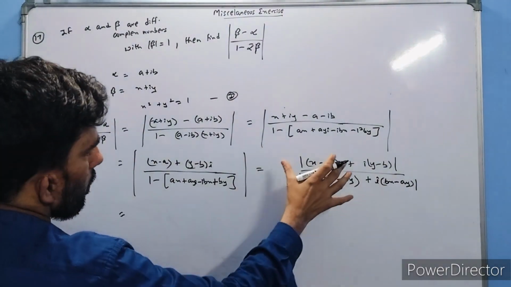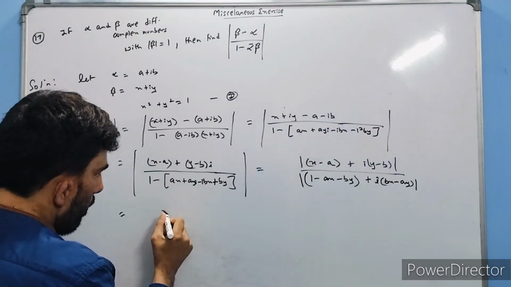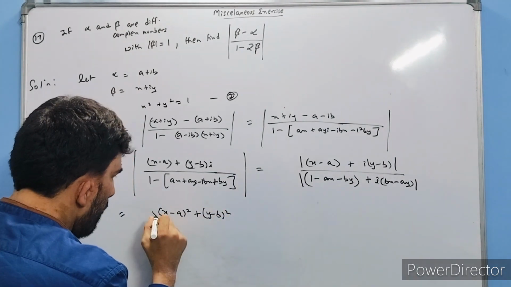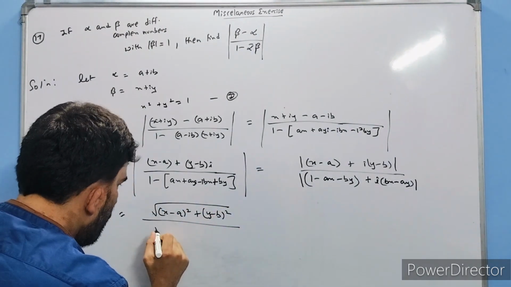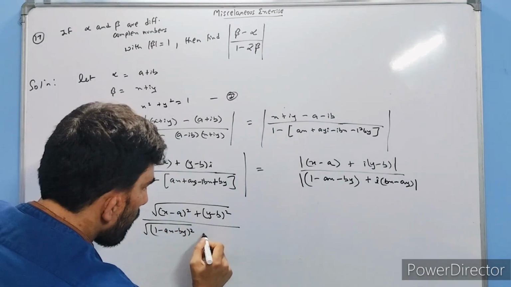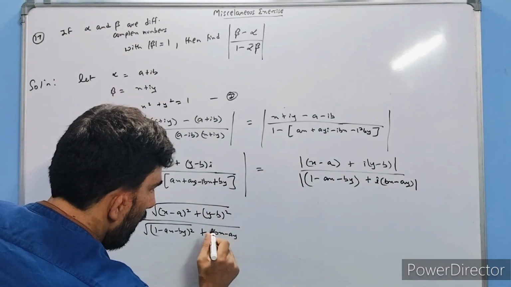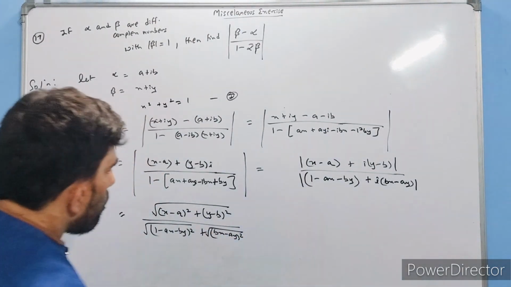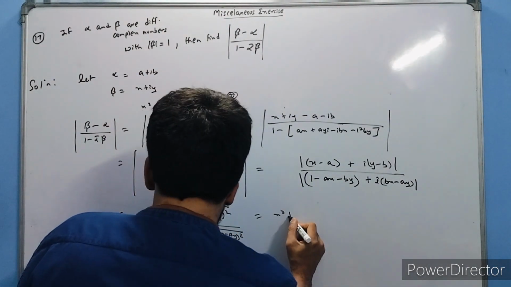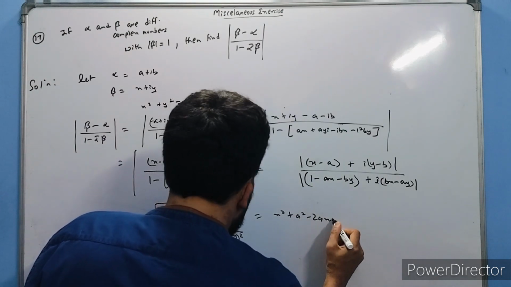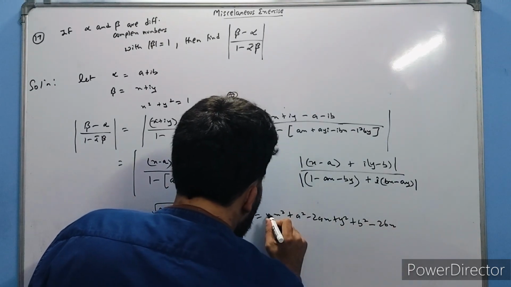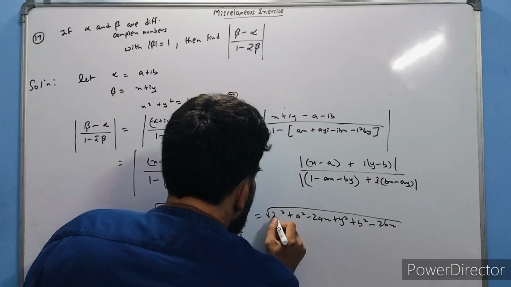Now let us take the modulus. Now how to solve this, we'll take the square root of (x minus a) whole square plus (y minus b) whole square. Now I have the square root of (1 minus ax minus by) whole square plus (bx minus ay) whole square. So now we'll try to separate it. We have the square root of x square plus a square minus 2ax plus y square plus b square minus 2bx. Okay, so this is what I have.